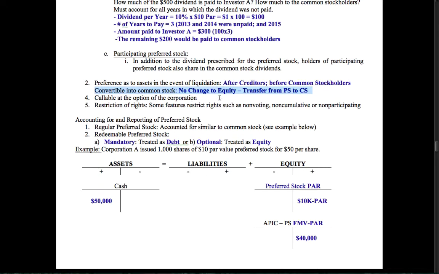Convertible into common stock. This goes back to what I've previously mentioned: you need to make sure you understand how these transactions are impacting the equity accounts, because often you will receive questions that will ask, not only do the transaction and the calculations, but also what's the change to stockholders' equity. And for this example, for preferred stock, you note that there's no change to equity because it's merely a transfer of the balance from preferred stock to common stock.